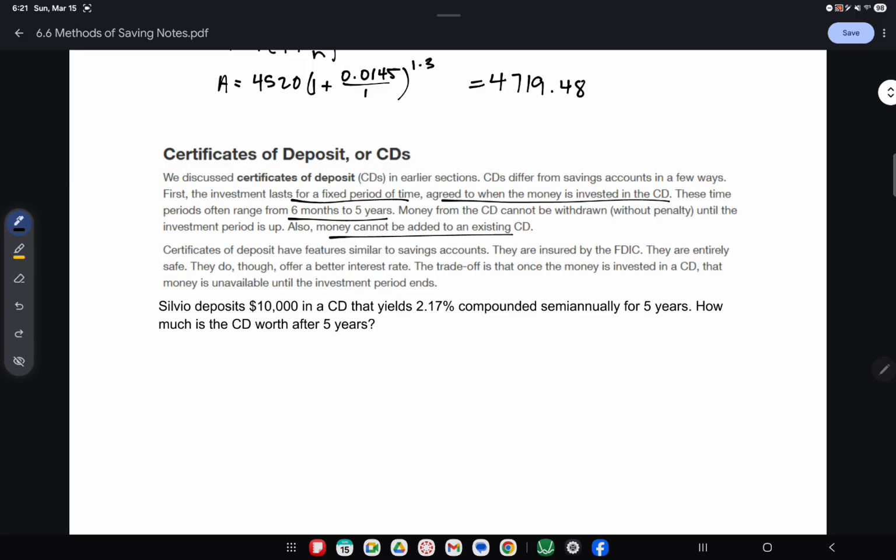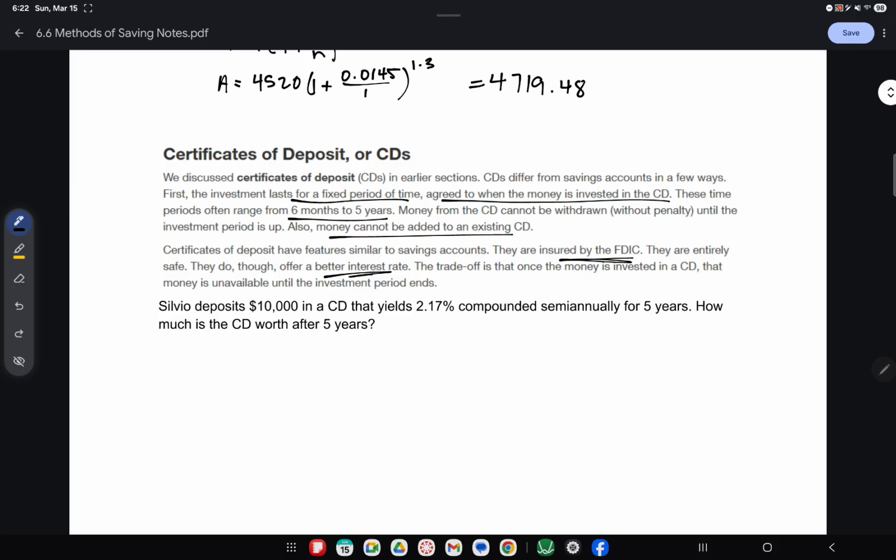So they're kind of like the savings in the fact that they're insured. So the risk isn't as high. There is a better interest rate than savings accounts. The downside is you can't pull money out whenever you want without there being a fee, unless you've waited the entire time.